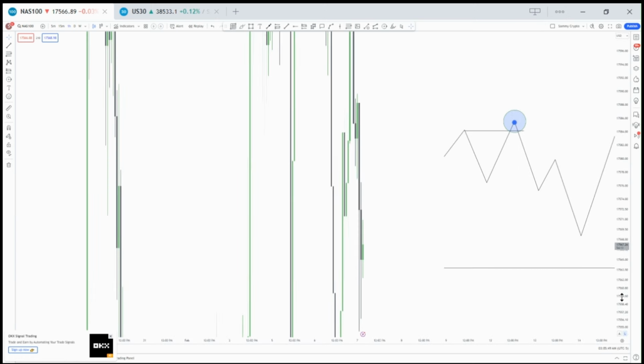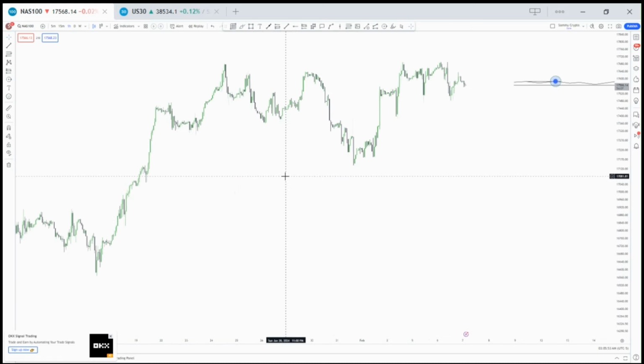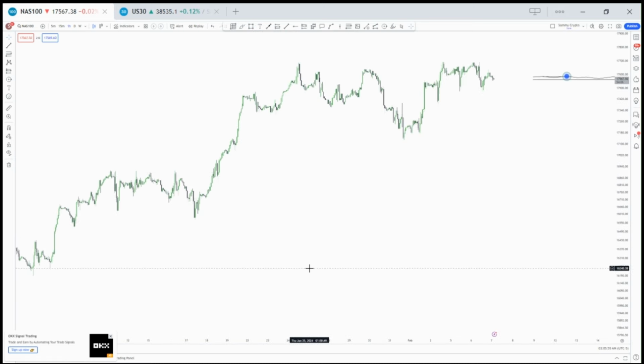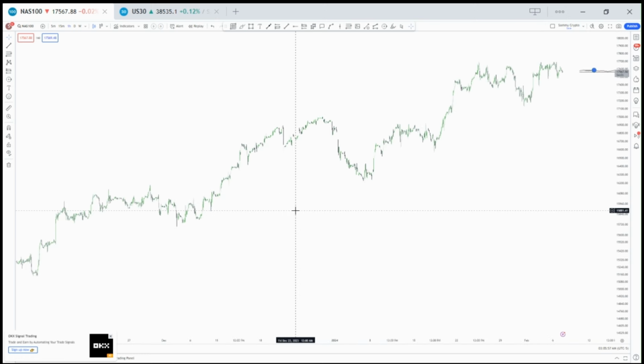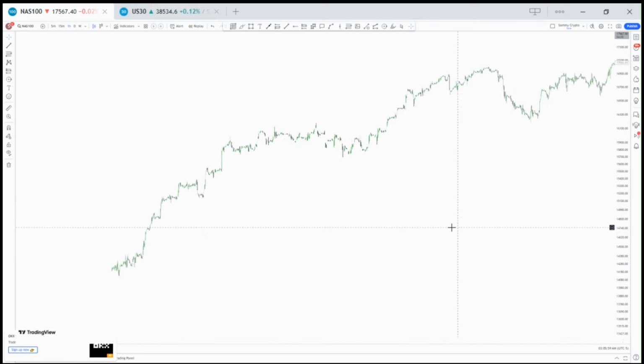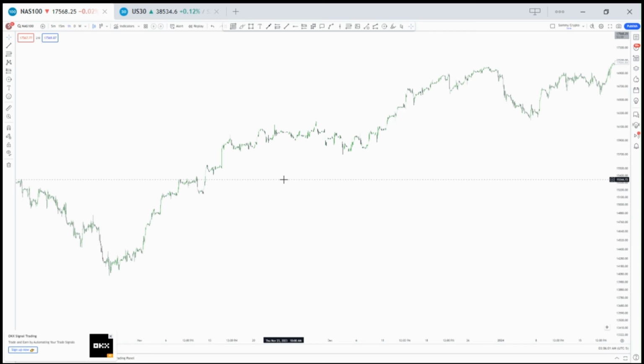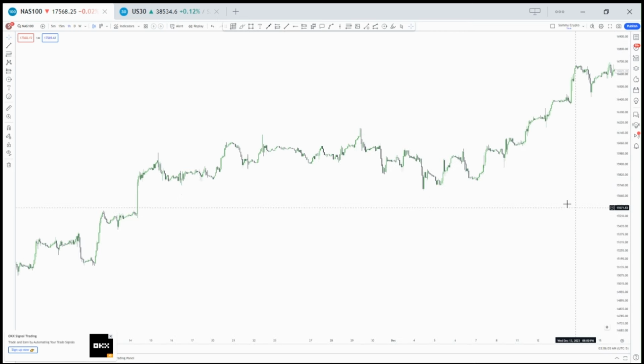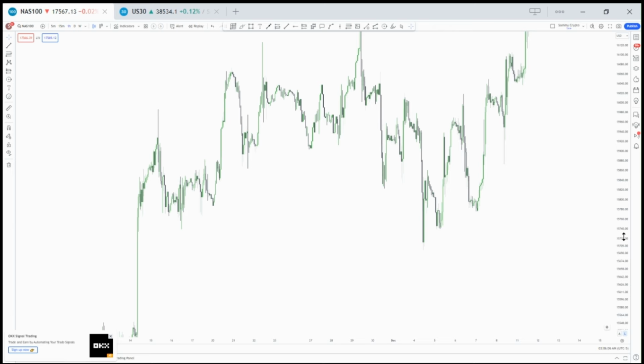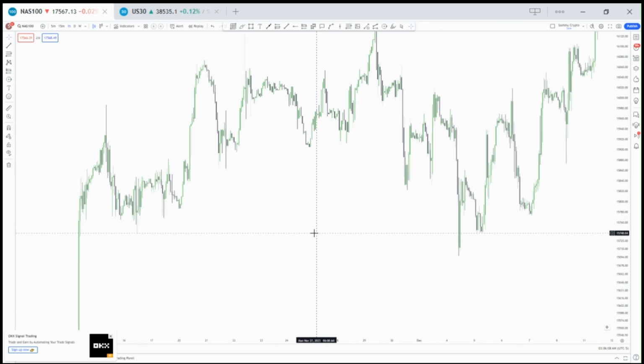Now let's look at the chart. Let me erase this. Let's look at the chart. There are a lot of examples like this. But first, I'm going to start from, I think, 2023 price action. Okay, so this is NASDAQ, right? This is NASDAQ. So let's start from something like this.